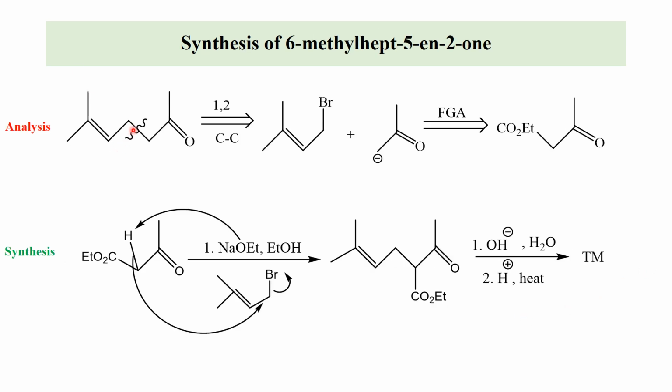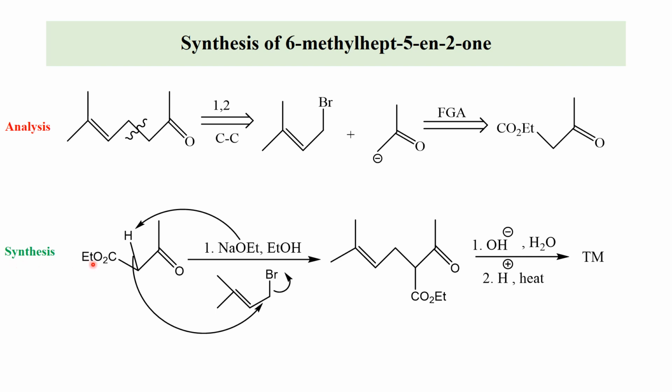Similarly, in the analysis of this compound, 1,2-diCC, we obtain an alkyl halide and the synthon, which can be equivalent to acetone. And to avoid a strong base, FGA takes place and an ester group is added.